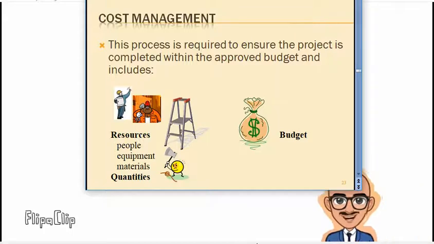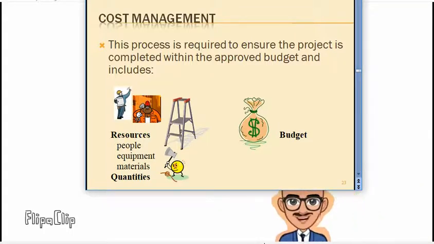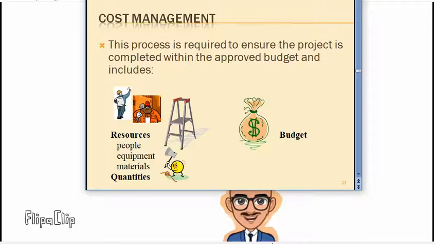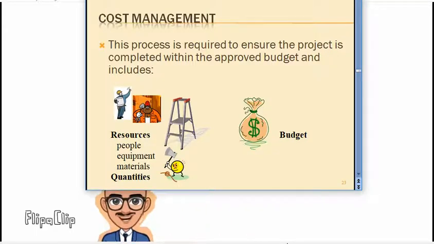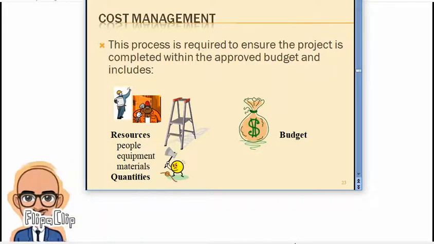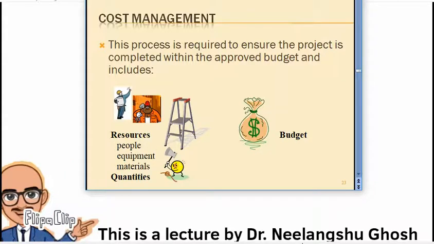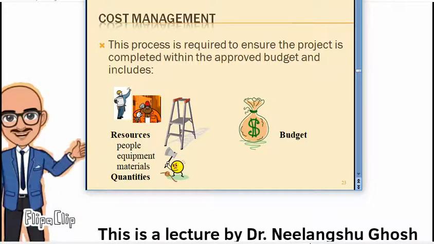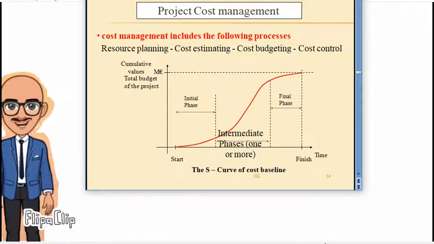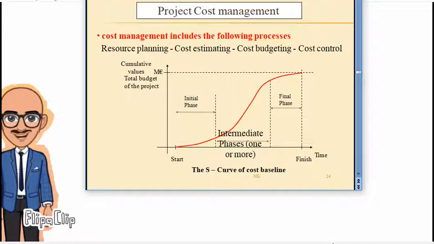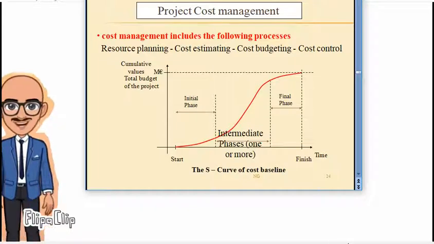So also, if that is the same, whatever quantities of the resources that are being planned have to be maintained in a proper way. If they are not maintained, then the budget will also increase and the cost could not be managed. And the cost management includes the following processes: resource planning, cost estimating, cost budgeting, and cost control.